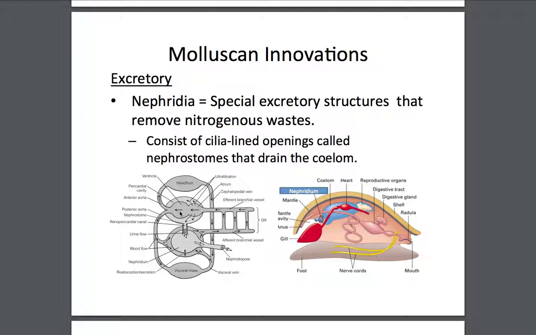So much more complicated and advanced than what we see in things like the platyhelminths, that just have a flame cell that drains those nitrogenous wastes directly out through a pore. It has this complicated set of membranes that help sequester and concentrate those nitrogenous wastes for removal from the organism. So that structure is called the nephridium, and the way that it moves out is the nephridiophore.